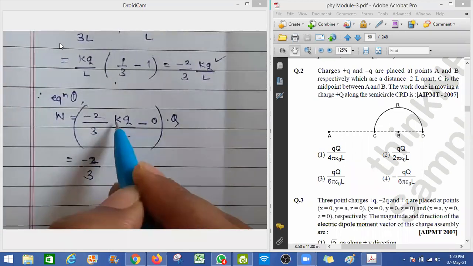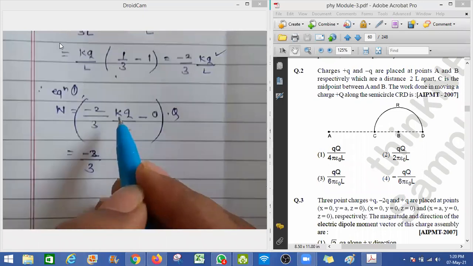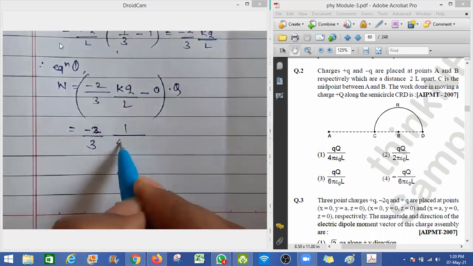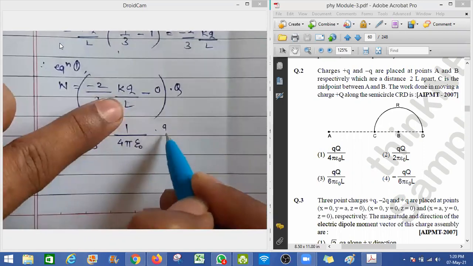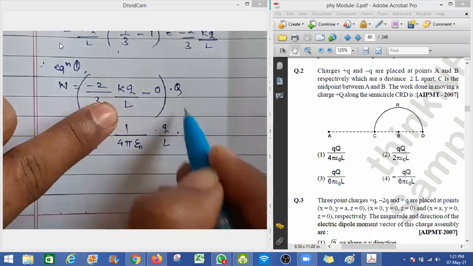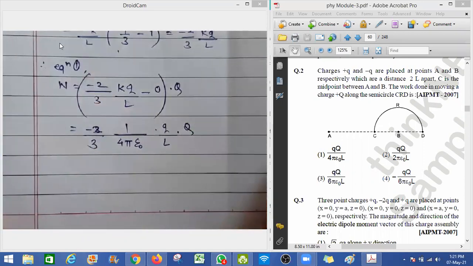Now k we have to replace. We have to write the answer in terms of epsilon 0. So k can be replaced by 1 upon 4 pi epsilon 0. This small q as it is, this capital L as it is, and this capital Q as it is.